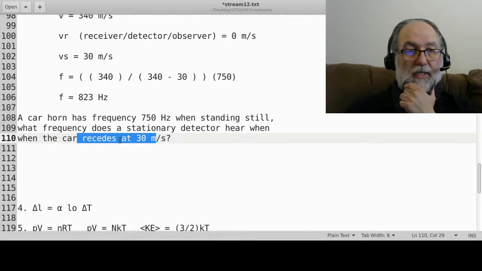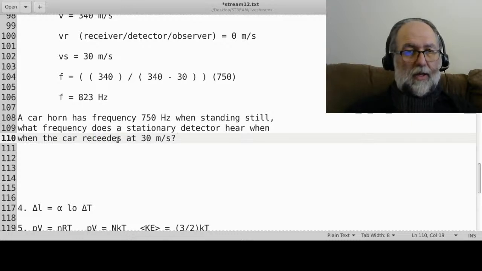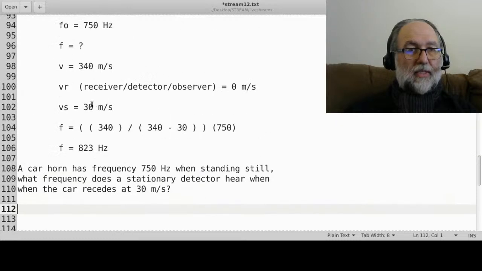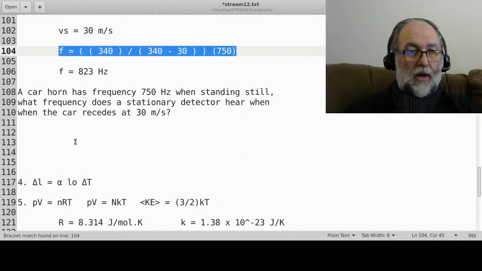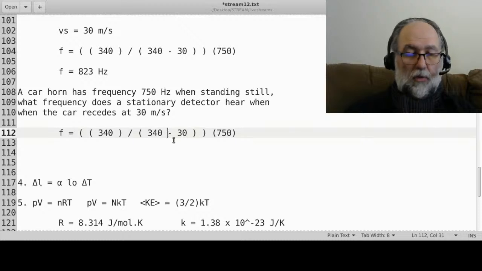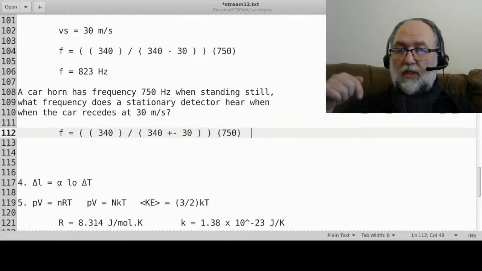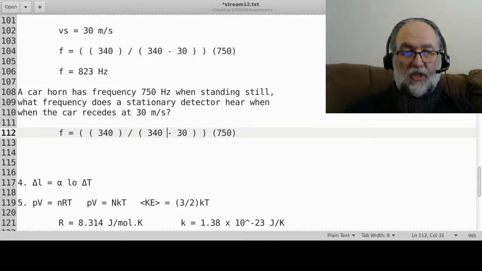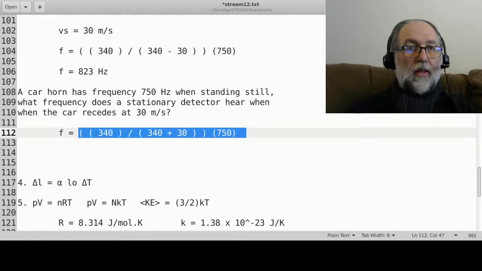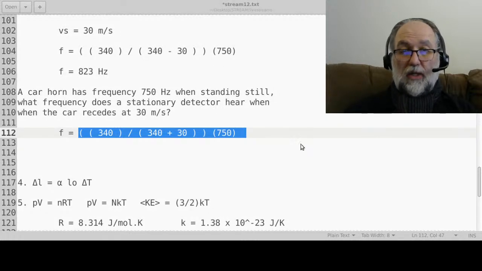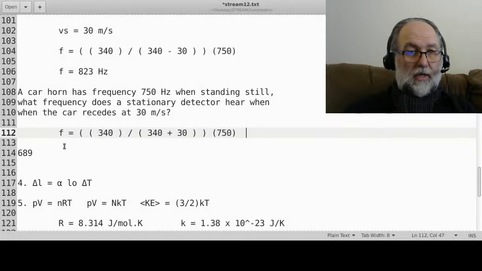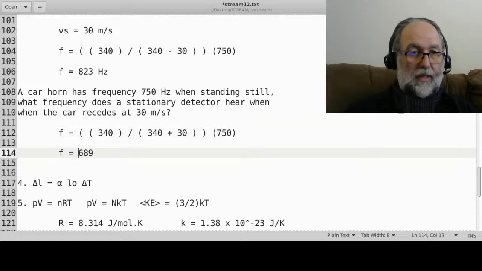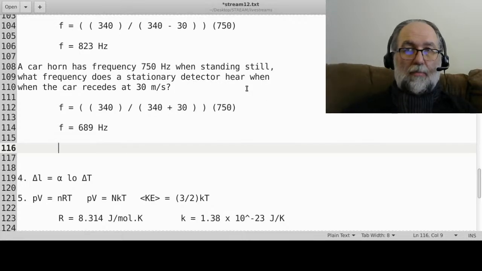Now, what happens if the car recedes? It's the same formula and the same substitutions, but now, with that plus minus in there, we want the frequency to shift down. The minus makes it shift up, so we are going to add this time. And if you calculate it now, you're going to get a number lower than 750, which is 689 hertz.